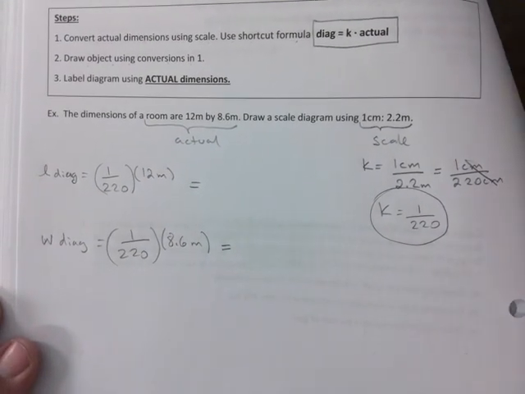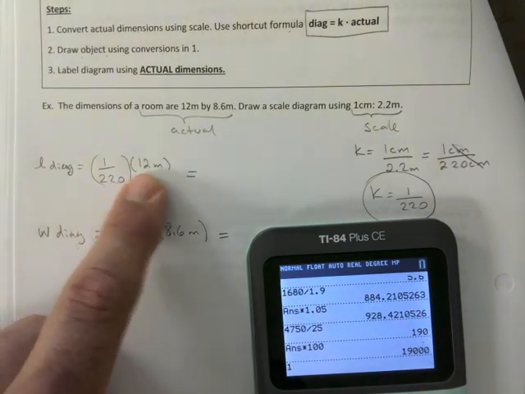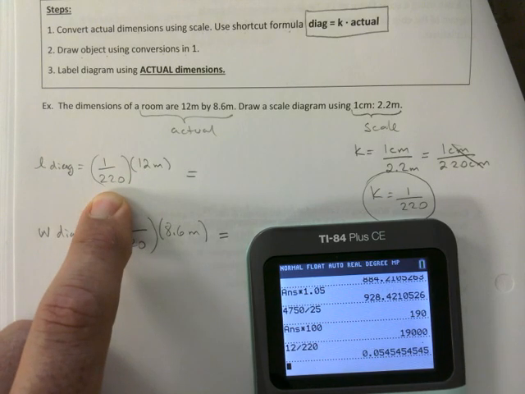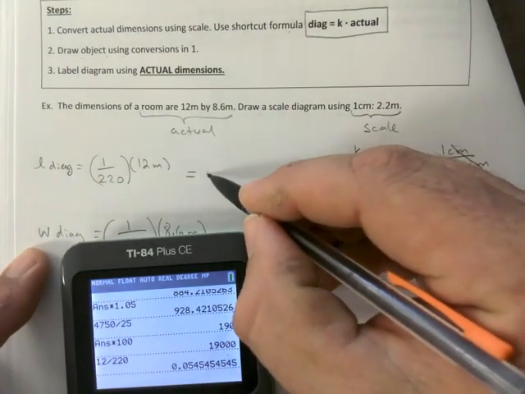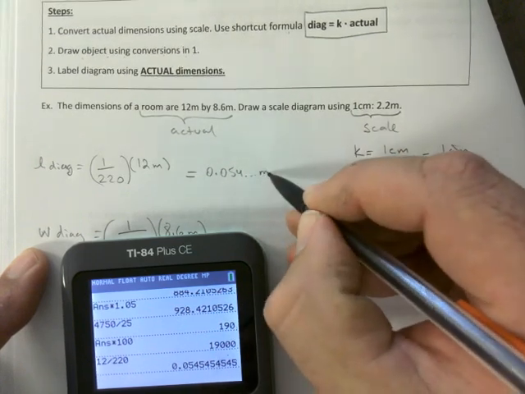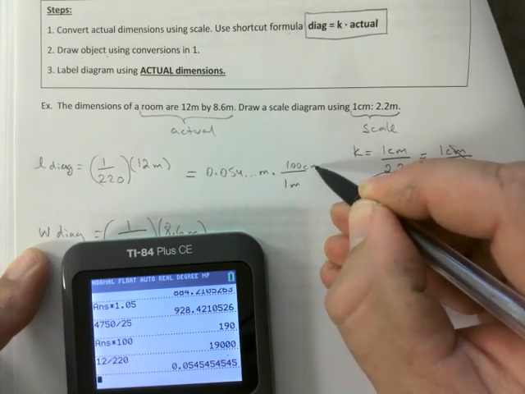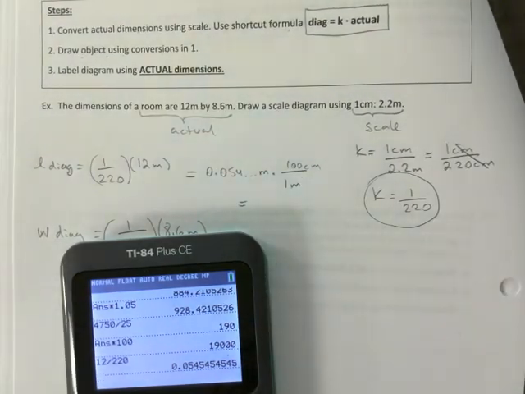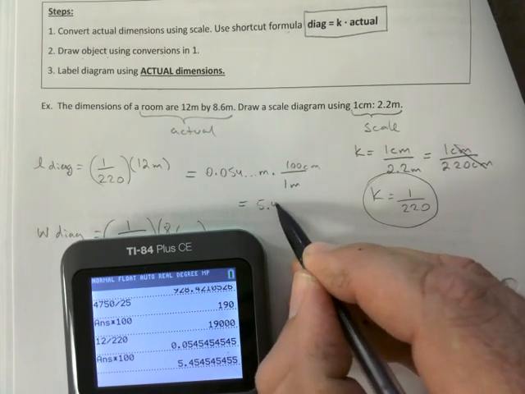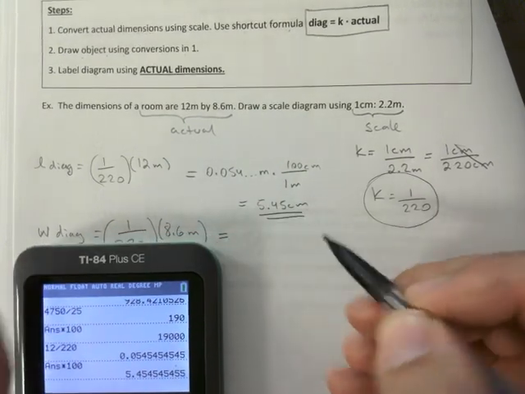So let's go ahead and do that. Basically what you do is 1 times 12, which is 12, divided by 220. Right? So that's 0.054 meters. I'm just going to multiply it by 100, since 1 meter has 100 centimeters. So that's 5.45 centimeters. Very important.